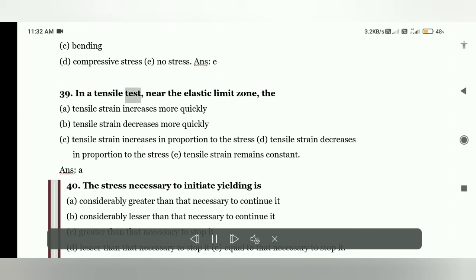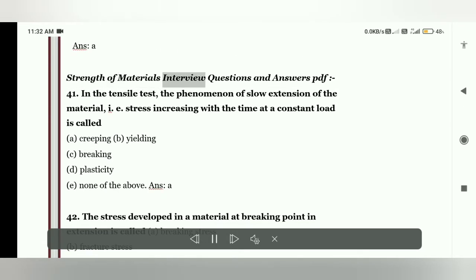39. In a tensile test, near the elastic limit zone, A. the tensile strain increases more quickly, B. tensile strain decreases more quickly, C. tensile strain increases in proportion to the stress, D. tensile strain decreases in proportion to the stress, E. tensile strain remains constant. Answer A. 40. The stress necessary to initiate yielding is A. considerably greater than that necessary to continue it, B. considerably lesser than that necessary to continue it, C. greater than that necessary to stop it, D. lesser than that necessary to stop it, E. equal to that necessary to stop it. Answer A.